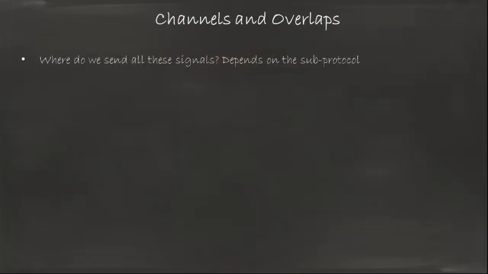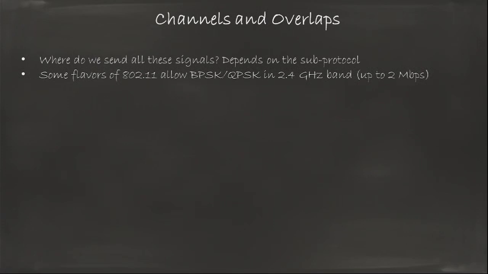Okay, so those were the transmissions. Now let's look at where they are used, and by the way, how we can use them together. Because the way we send those signals is also going to depend on the band, but also on the subprotocol that you're using. So some flavors of 802.11 allow BPSK and QPSK in the 2.4 GHz band. And that means that with those flavors, you can go all the way up to 2 megabits per second.